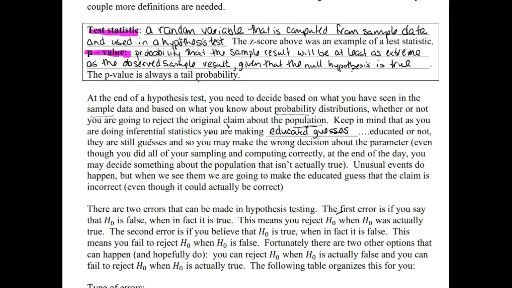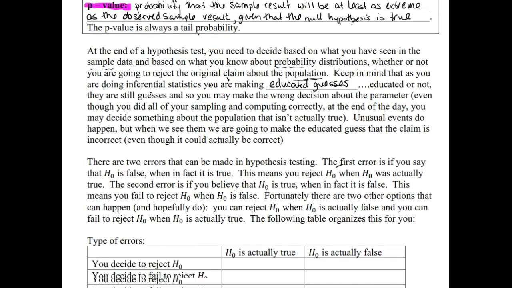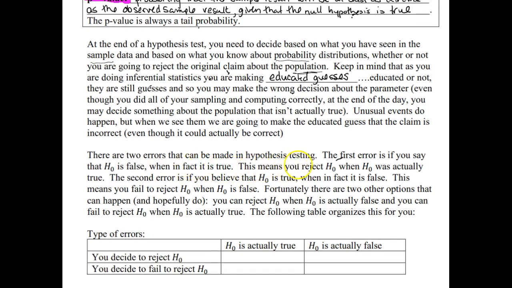Now, educated or not, they're still guesses, and so you may make the wrong decision about the parameter. Even though you did all of your sampling and computing correctly, at the end of the day, you may decide something about the population that isn't actually true. Unusual events do happen, but when we see them, we're going to make the educated guess that the claim is incorrect, even though it might actually be correct. So there are two types of errors that can be made in hypothesis testing. The first error is if you say that H0 is false when in fact it's true. This means you reject H0 when H0 is actually a true statement.